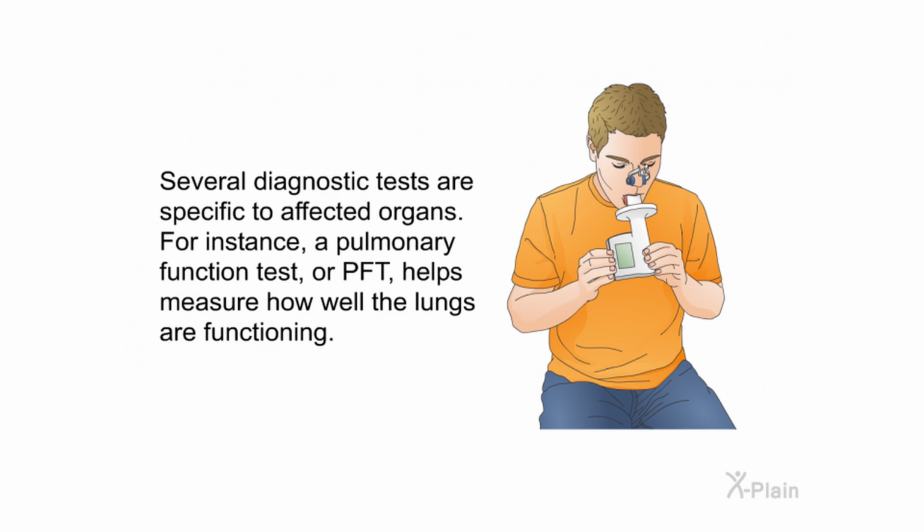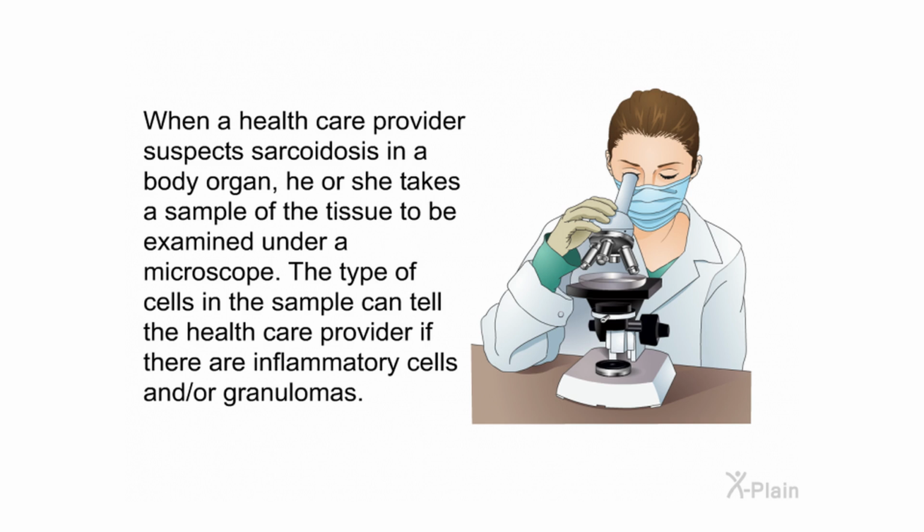Several diagnostic tests are specific to affected organs. For instance, a pulmonary function test, or PFT, helps measure how well the lungs are functioning. When a healthcare provider suspects sarcoidosis in a body organ, he or she takes a sample of the tissue to be examined under a microscope.